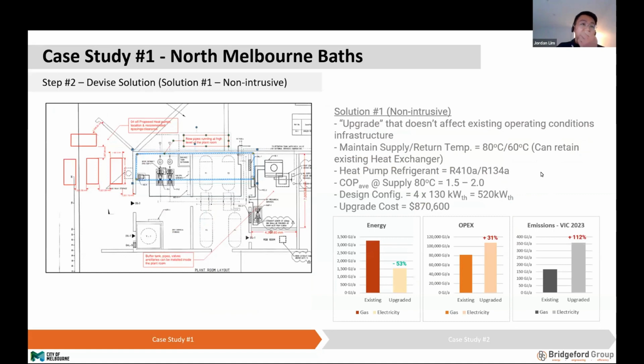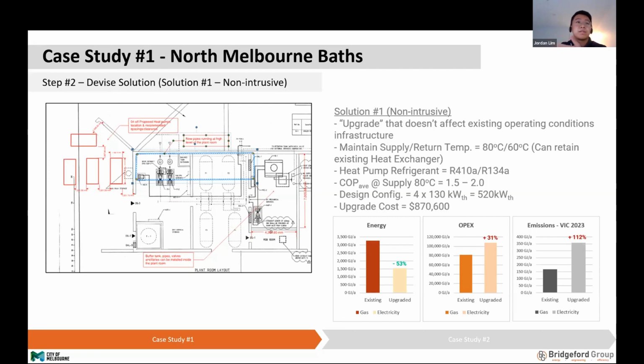So we know that the council buys green power. That means that if we electrify the aquatic center, it would essentially become net zero. As engineers, we first look into solutions that we consider non-intrusive. What that means is that we look into solutions that are just mere equipment replacement, that doesn't impact any operating conditions such as set points or hot water temperature flow.